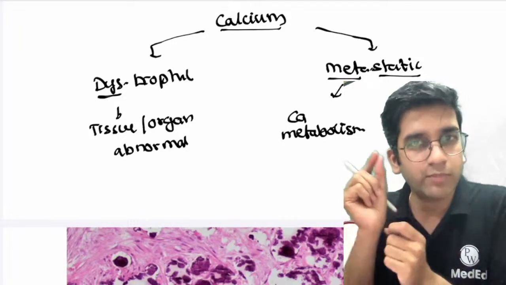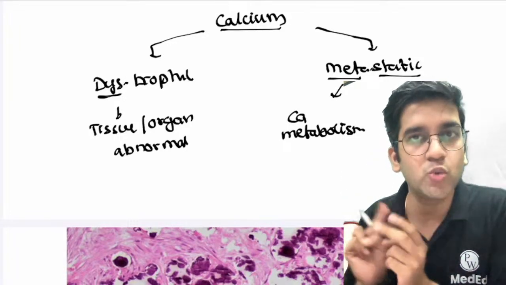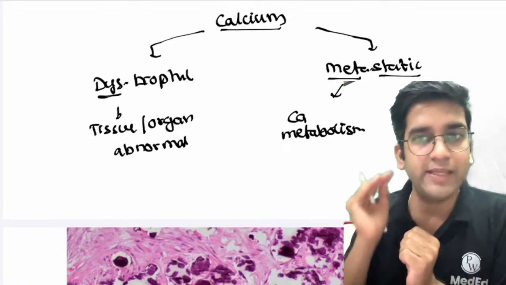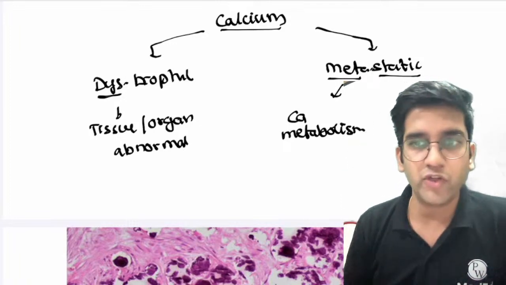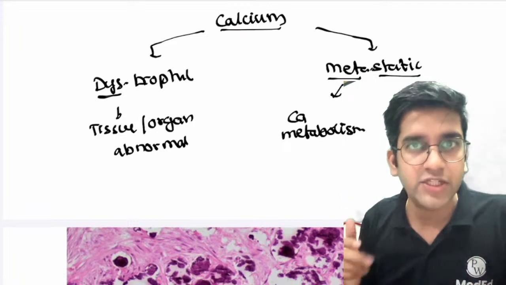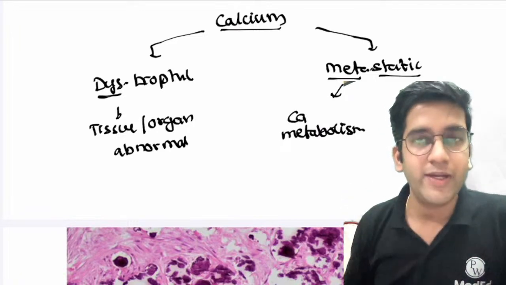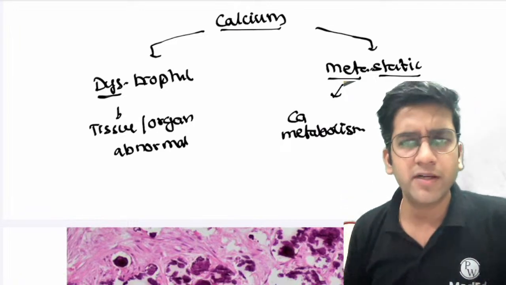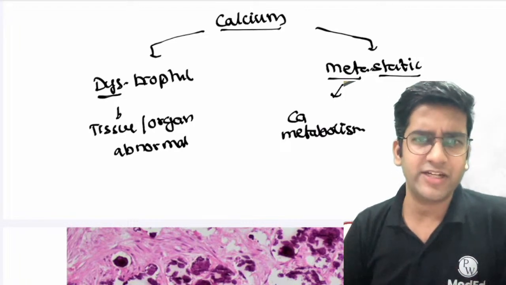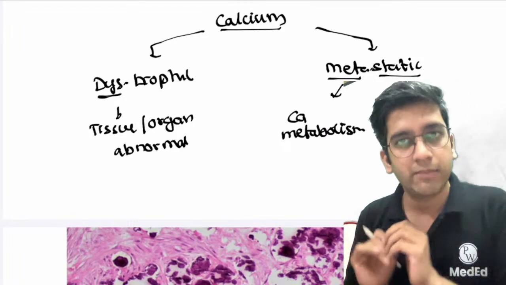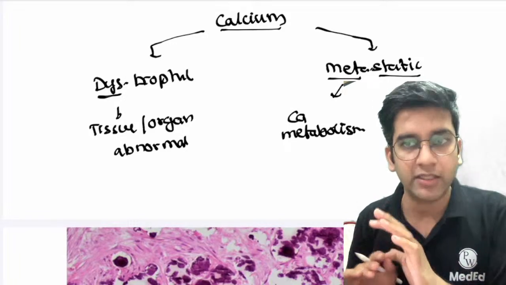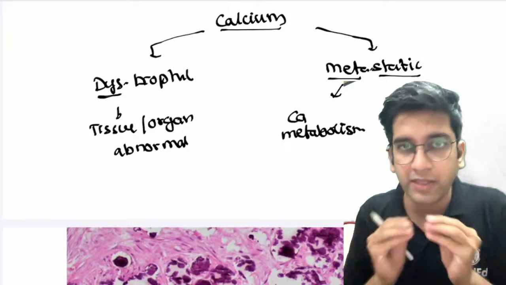Again, there's one more question based on this. In which of these two do you think serum calcium levels will be elevated? Dystrophic or metastatic? See, if you know this tiny change, you can easily answer the questions. Perfect, it has to be metastatic calcification, right? That's all. On microscopy, both of them will look the same. I cannot differentiate them on microscopy.